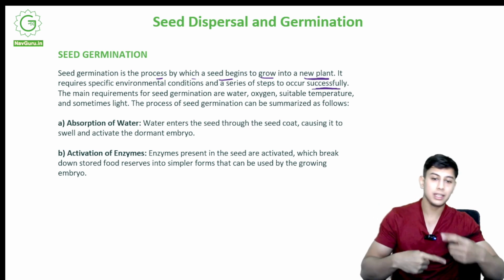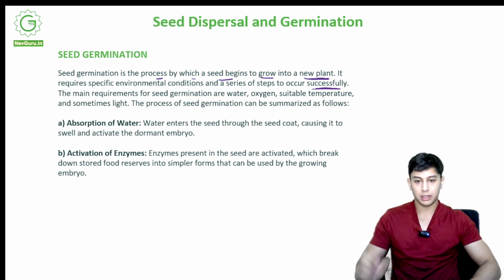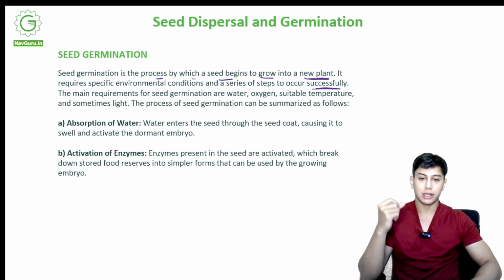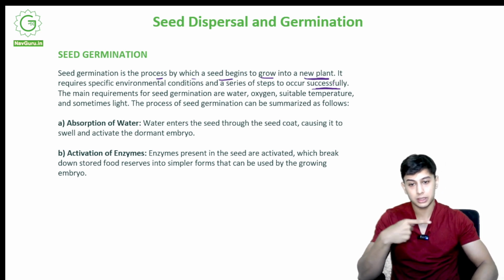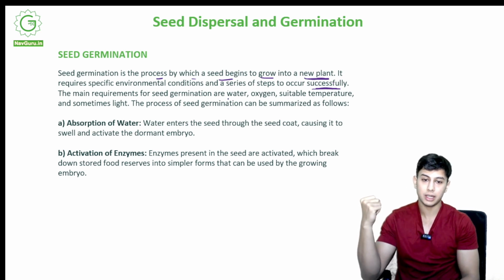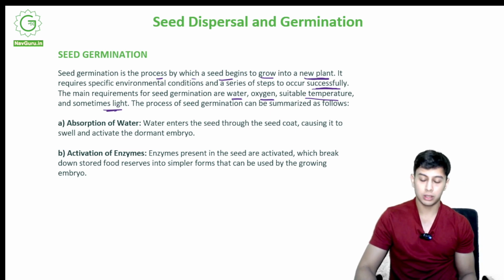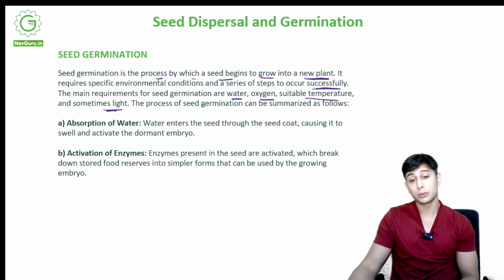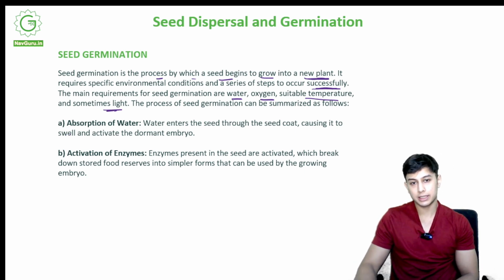Okay, so it requires a series of steps. It will grow a little shoot, a little root, then it will grow further and further. These stages occur in germination. The main requirements for seed germination are water, oxygen, suitable temperature, and sometimes light. So I know that seeds need sunlight. I know they need water. I know they need air, right? If the seed has all these conditions, it will germinate.